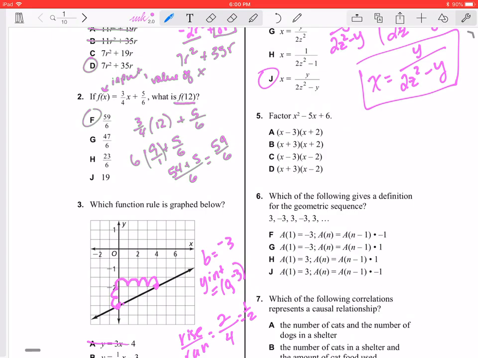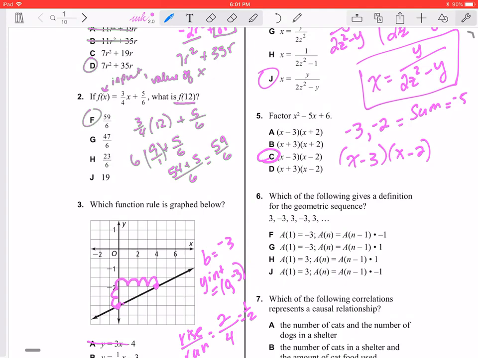Okay? Well, let's look at our answer choices. We have 3 and 2. We need negative 3 times negative 2 to equal 6, and adding up sum-wise would equal negative 5. So that works. Negative 3 and negative 2. So, x minus 3 times x minus 2. That would be C.